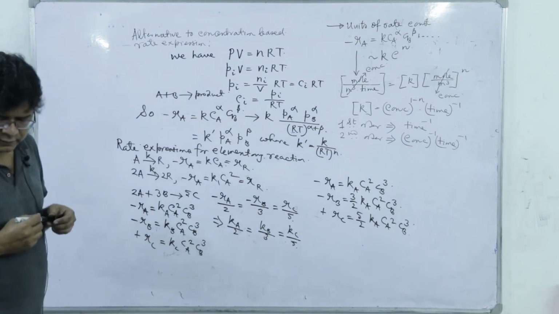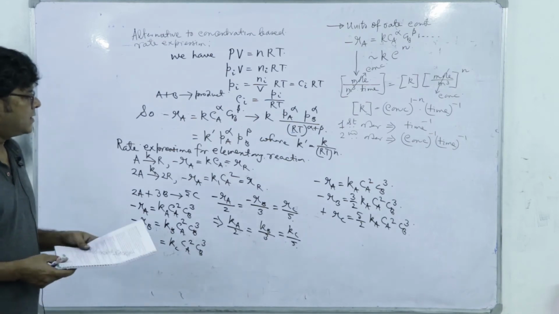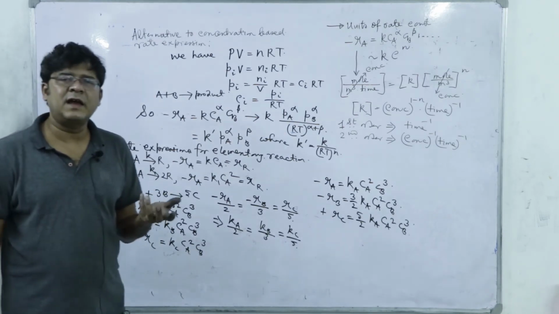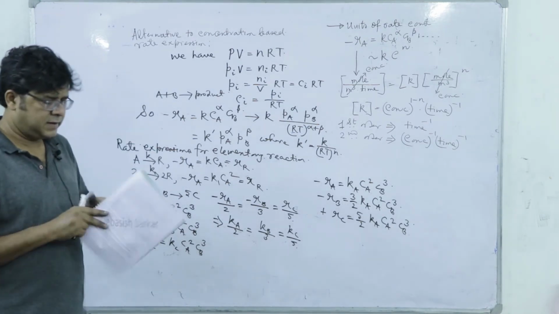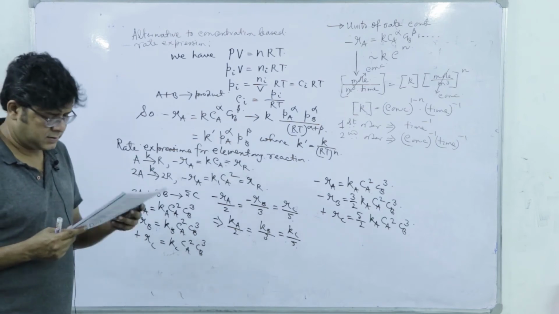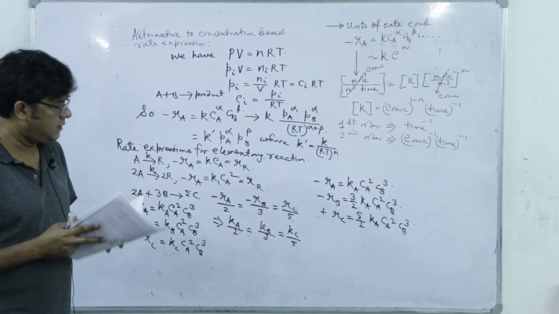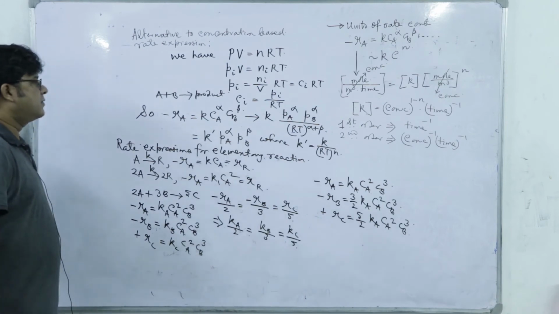There must be a stoichiometric parity with the rate equation, and we must note with respect to which component we are writing the rate expression. Generally we write it in terms of the limiting component, but there is no hard and fast rule that we always have to write it with respect to the limiting component. Okay. Now next, so these are the rate expressions of elementary reactions.